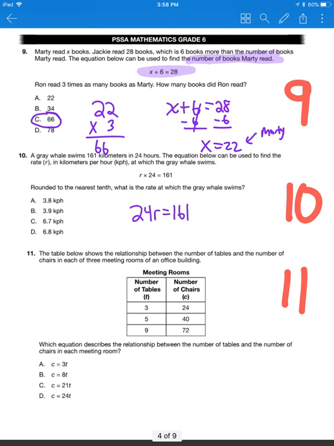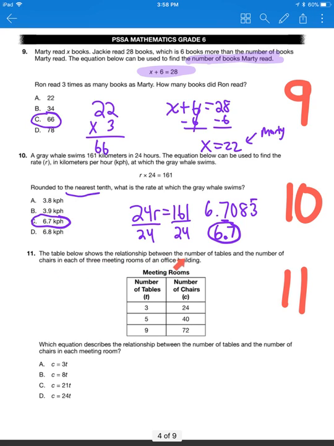Okay, so let me solve this equation. Divide by 24, divide by 24. So if I do 161 divided by 24, I get a crappy decimal. So I got like 6.7083 repeating. Now, it did say rounded to the nearest tenth. So that means we're going to round it here, which should be 6.7, because that 0 keeps it a 7, which is C. All right, that one wasn't too bad. Next one, let's go on to number 11.